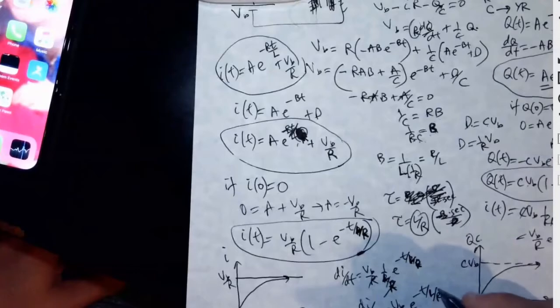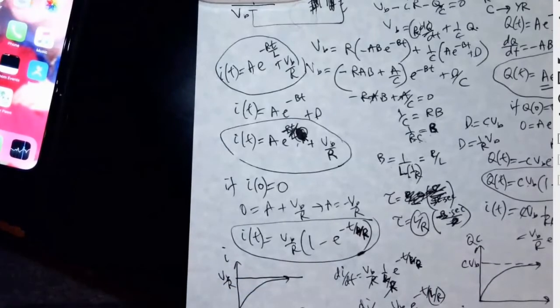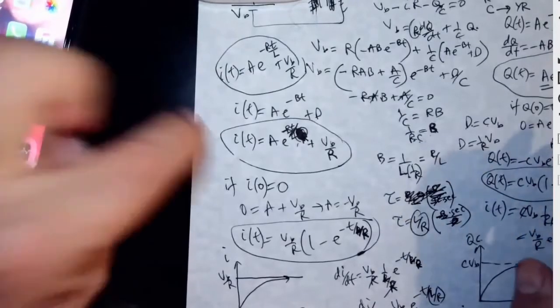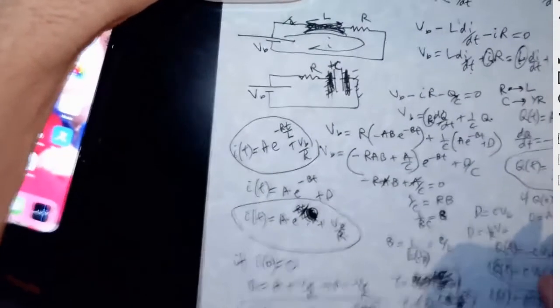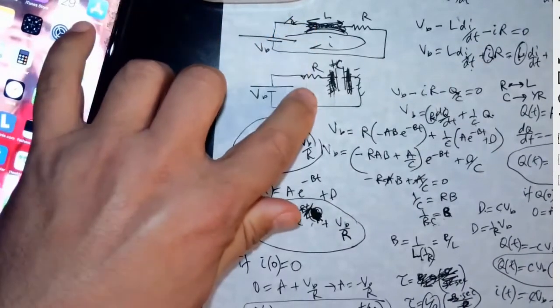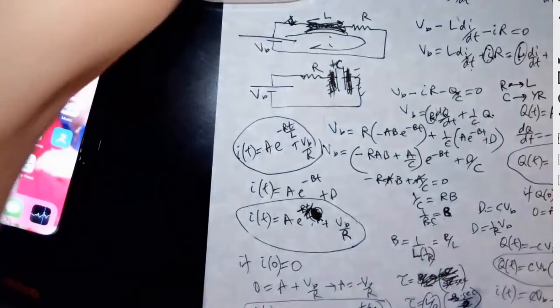L over R. So it looks like this kind of a function. Okay. So now you can kind of see how the LR circuit is behaving opposite to the RC circuit. Let's try to see why. As soon as you close the circuit here, what's happening?